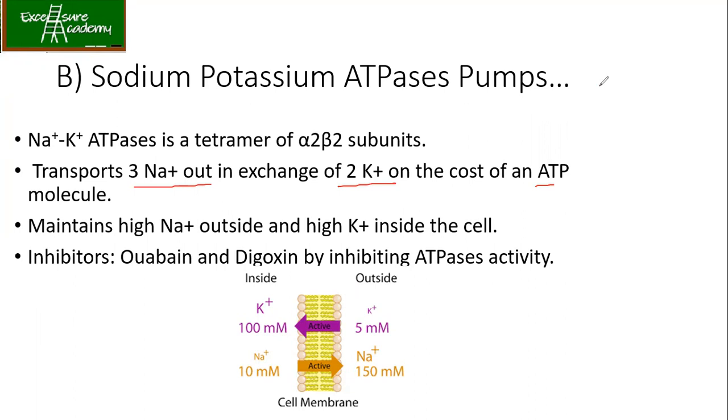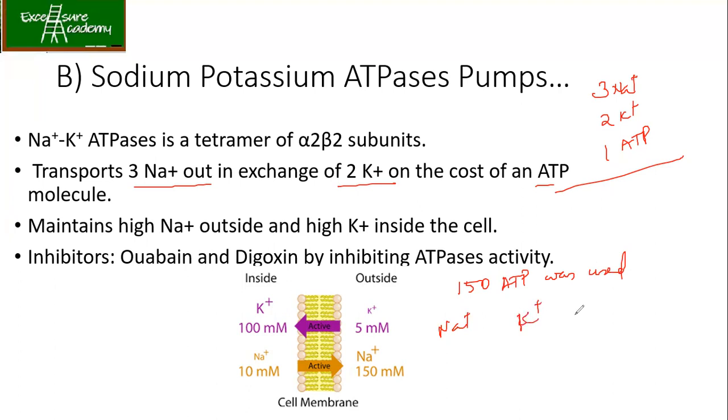So इसमें अभी formula क्या हो जाता है यहाँ पे? 3 Na plus, 2 K plus, 1 ATP. ठीक है? I'll give you here itself what was the question. I think once or twice only they have asked. So the question was, if 150 ATP was used, how many Na plus and K plus were transported?